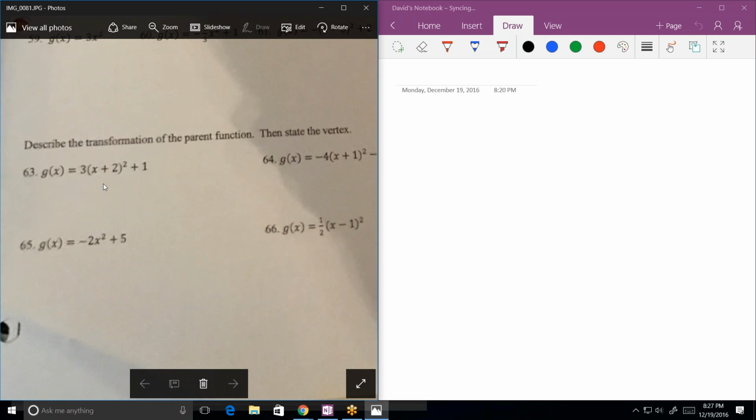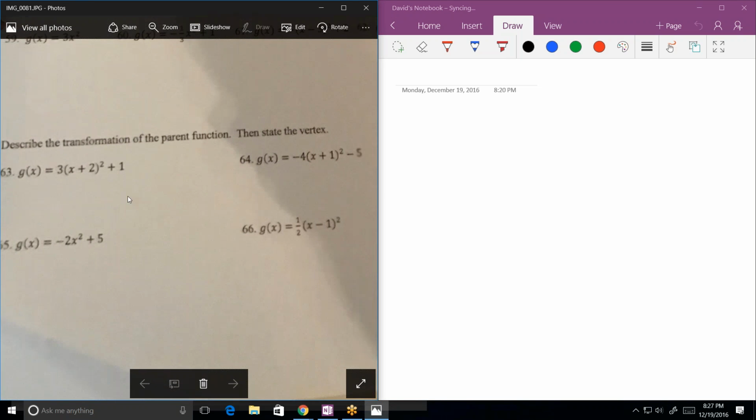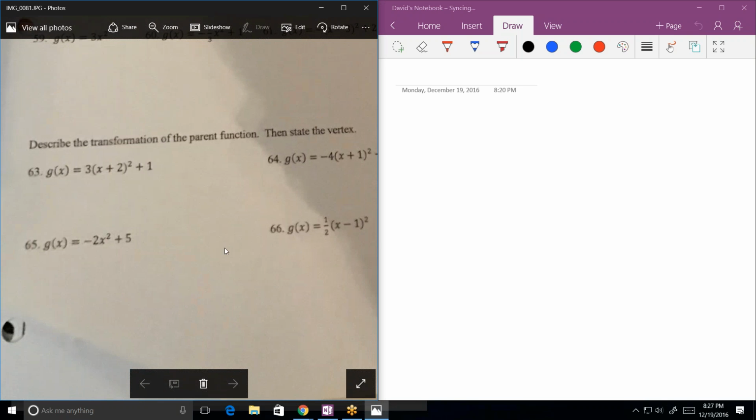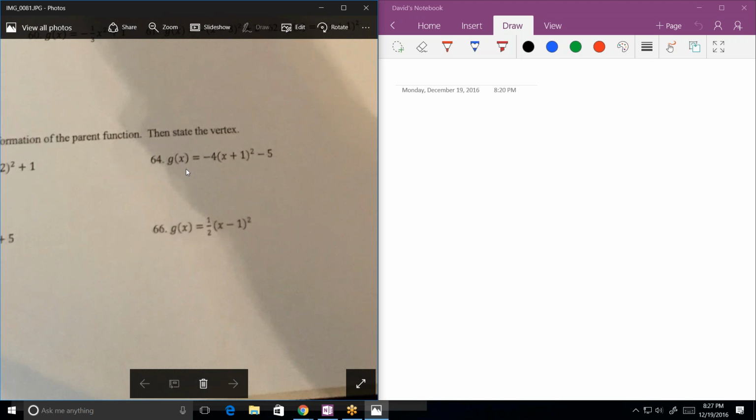Go ahead and describe the transformation of 63. So 63 would be a vertical stretch, left 2 and up 1. All right. I'll live with that. Okay. 64? Hold on. You wanted the vertex also. Oh yeah, then the vertex would be -2, +1. Yeah, because that's in vertex format. It's perfect vertex format.